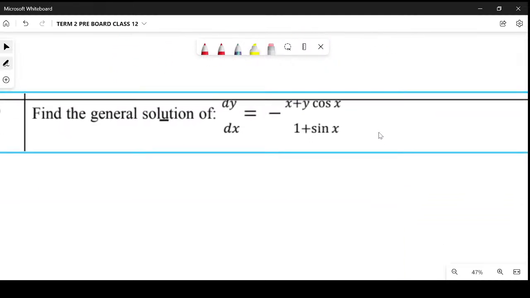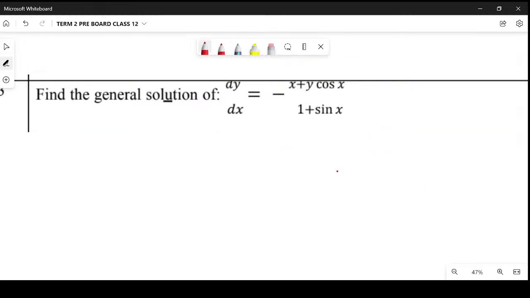Third problem. Find the general solution of dy by dx equal to minus of x plus y cos x by 1 plus sin x. This is the given problem. They are asking for the general solution of this.